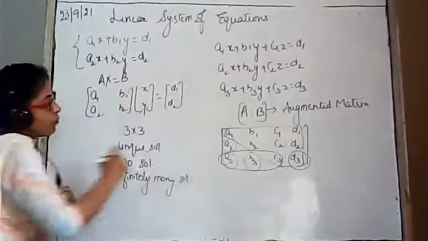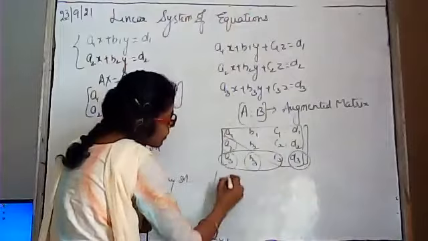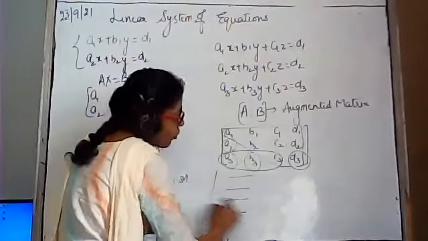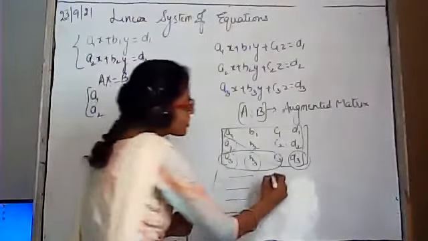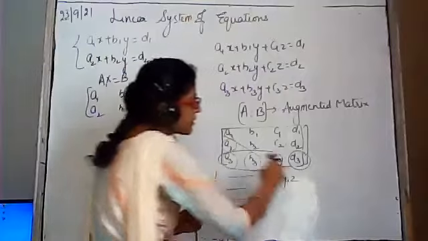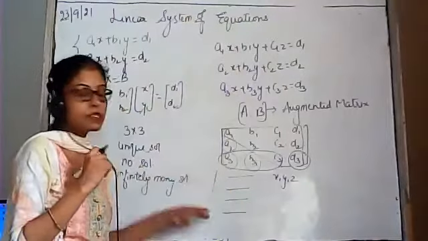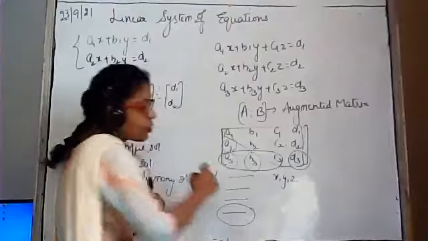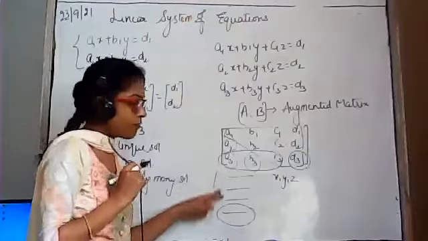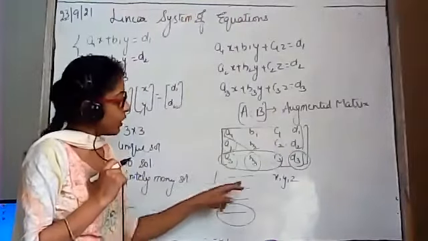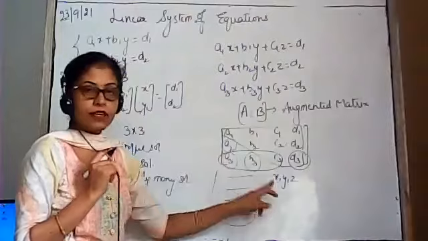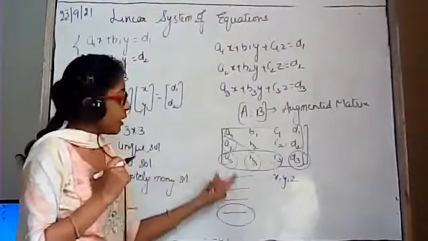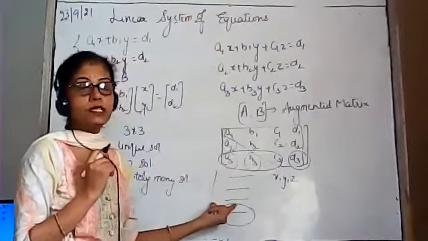In that case, let us suppose we have 4 rows, but the number of unknowns is 3, that is x, y, and z. We can have 4 rows and 3 unknowns. In that case, if the last row becomes 0, and after that no other row becomes 0, then 3 rows are there, 3 unknowns are there. Again, we will have a unique solution.